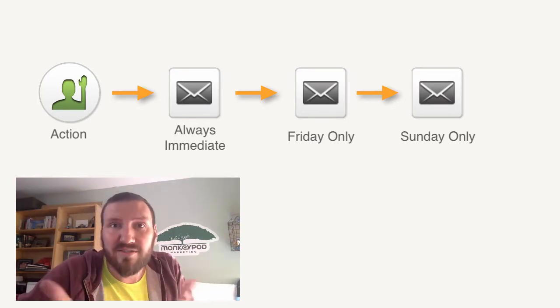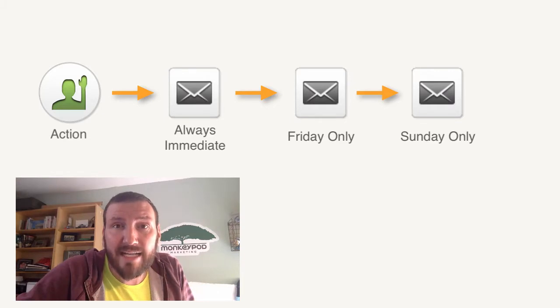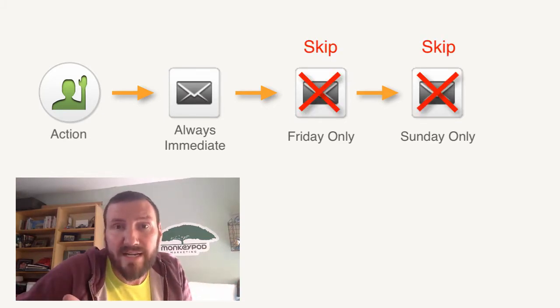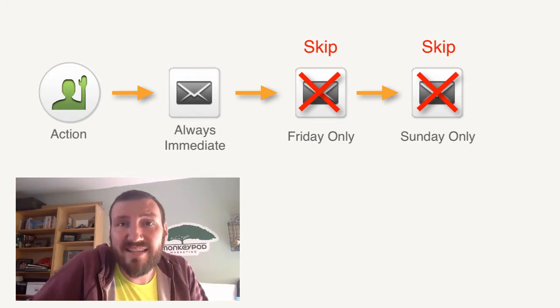Now, if they enter the sequence on a Sunday, then they're just going to get that immediate email. They're not going to get the Friday, the 2nd email, or the 3rd email because they joined on a Sunday. So that's the setup here.